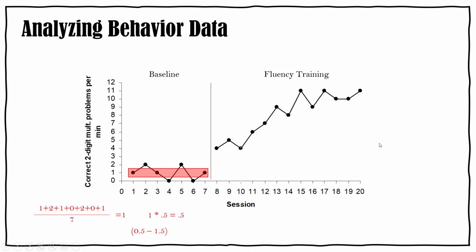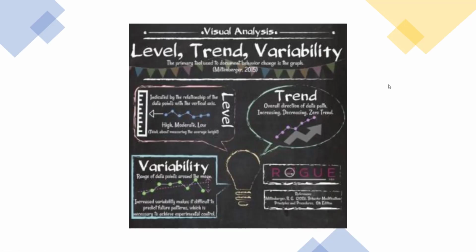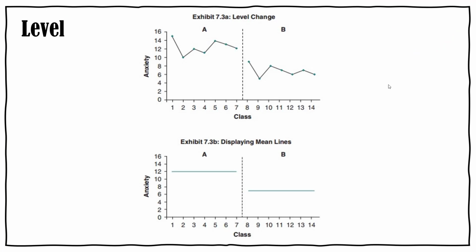And now what we're going to do is look at the data from our two conditions, our baseline and our intervention conditions, and compare those two and actually look at, is our intervention effective or not? And to do that, we look at level, trend, and variability. So let's go through each of these.